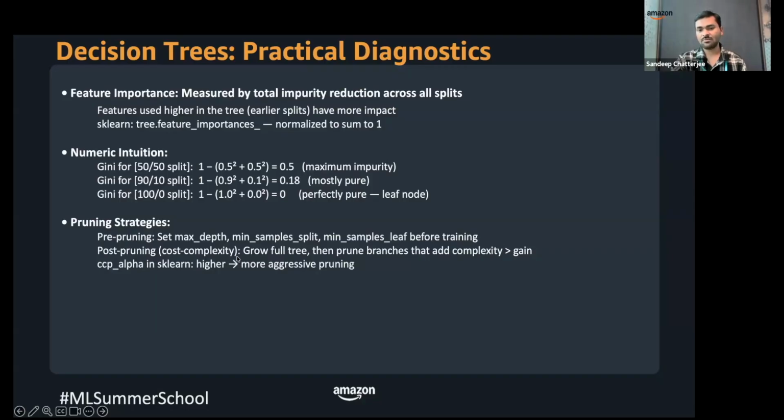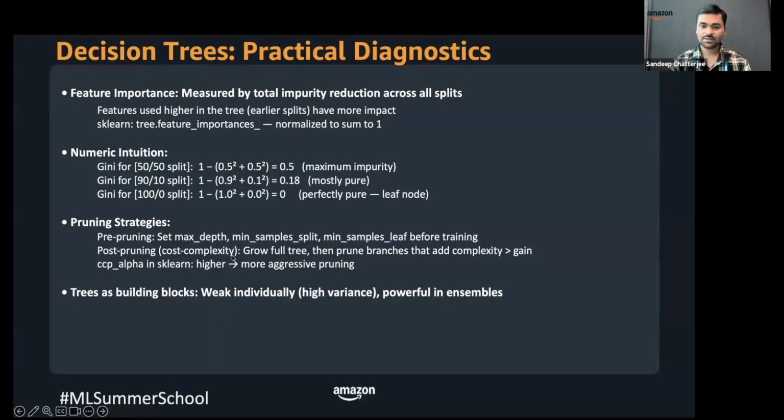To wrap this all up, remember that individual trees are essentially building blocks. A single tree will have very high variance and will be a weak predictor, but they are essential foundations for powerful ensemble methods.